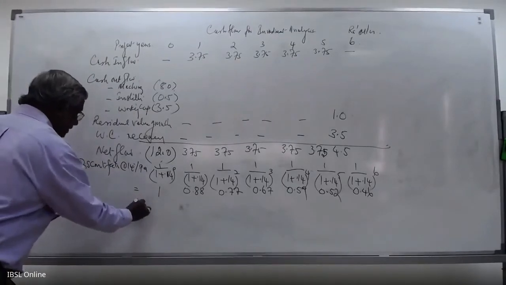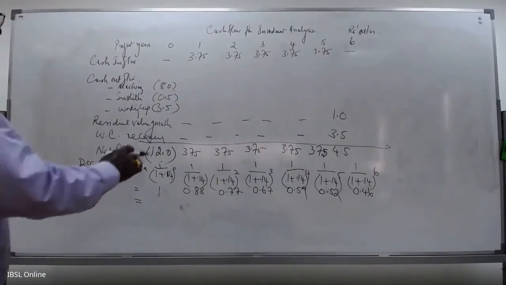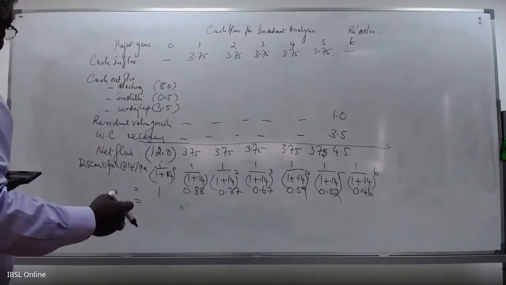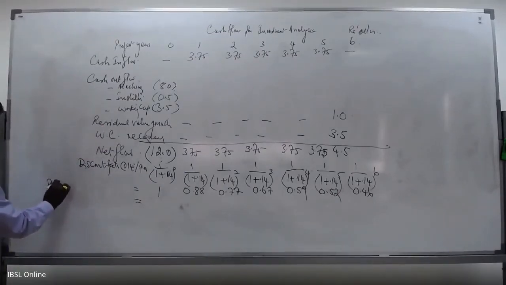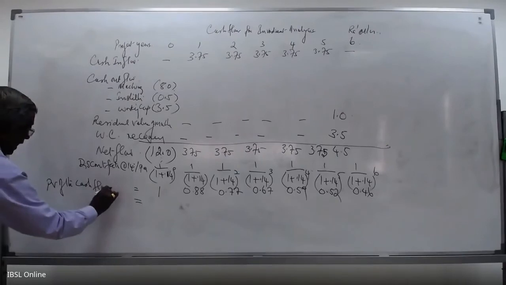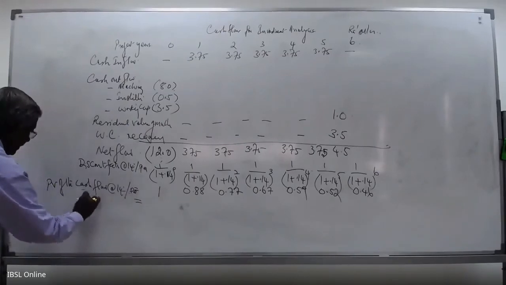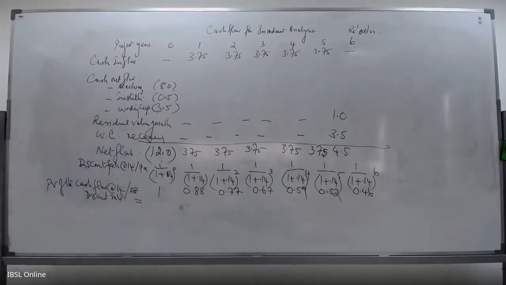Now you have the discounting factor. What we have to do is multiply the cash flow by the respective discounting factor, and the result is the present value. We are converting the cash flow to present value at a 14% per annum discounting rate, the PV of the cash flow at 14% discounting rate.